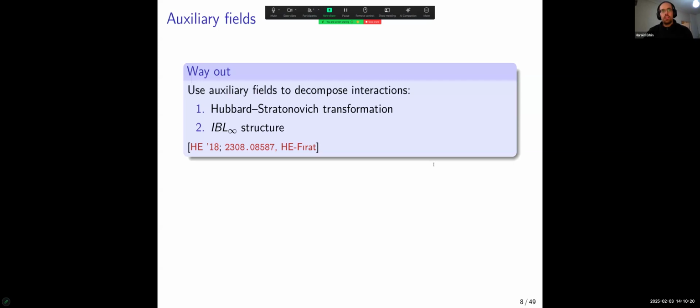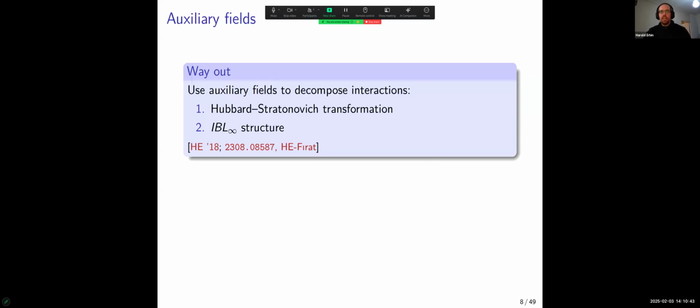So the way out is to use the auxiliary field to decompose interactions. The first way to do it is to use the Hubbard-Stratonovich transformation, which comes from condensed matter. And the second is to embed this in the homotopy algebra formalism by introducing an IBA infinity structure.